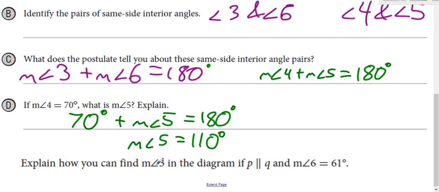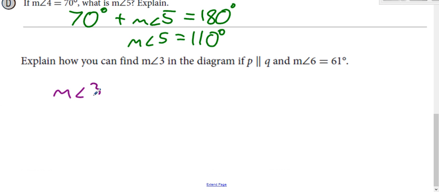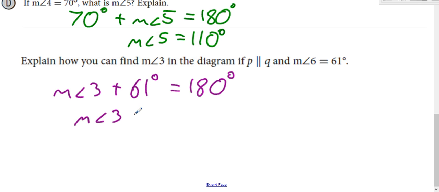So a very similar question for angle 3 and 6. If you know that angle 6 is 61, you substitute that in, so you get measure of angle 3 plus 61 degrees equals 180 degrees. And then you subtract. You get 119 degrees.